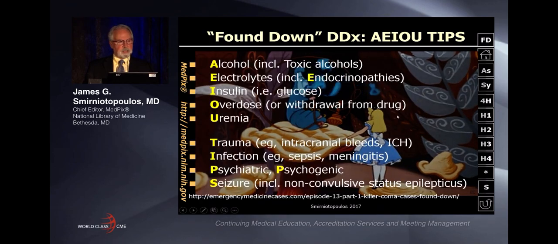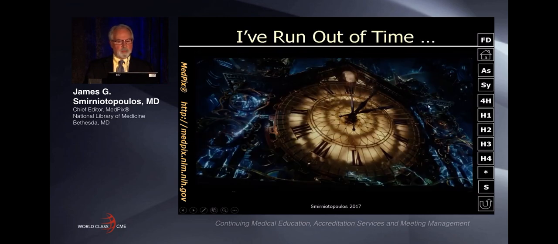So remember this mnemonic and try to remember the letters, A-E-I-O-U, TIPS. These are all the things that can cause the patient to have an altered mental status or coma.